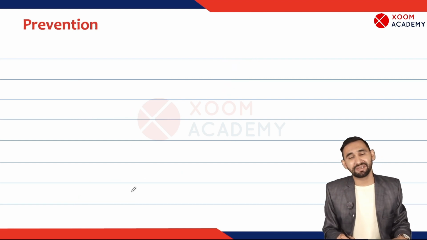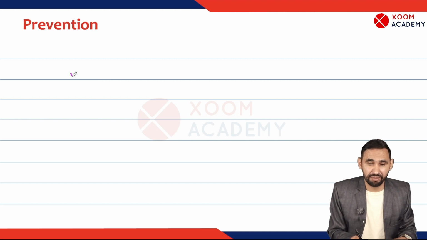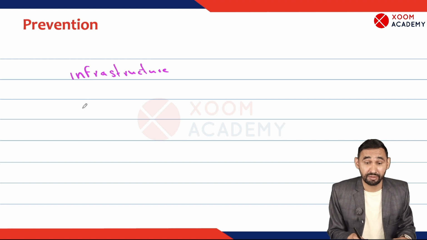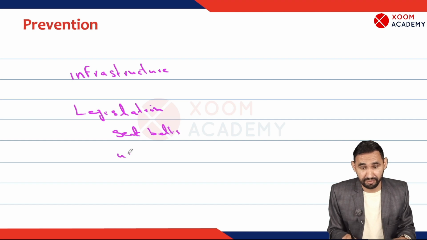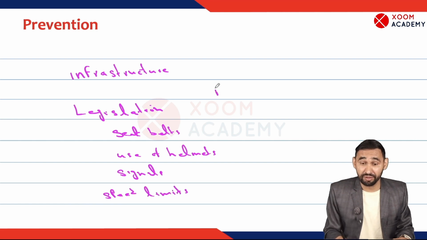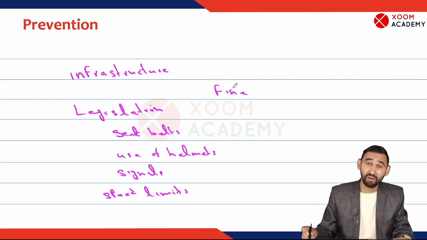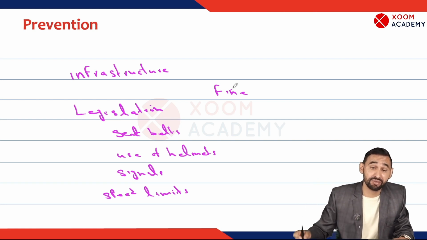How can we prevent accidents? We can reduce the burden of accidents by improving infrastructure. Roads should be improved. There should be legislation like seat belts, use of helmets, traffic signals, speed limits. Fines should be imposed. There should be strict monitoring, strict surveillance on those who are violating traffic rules.